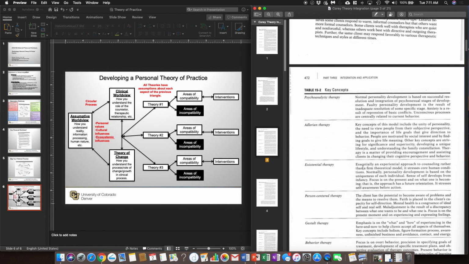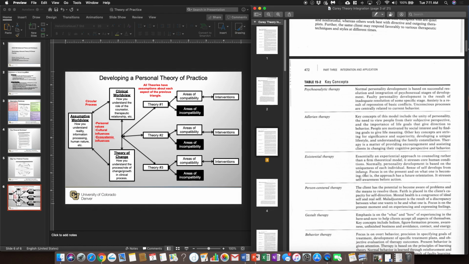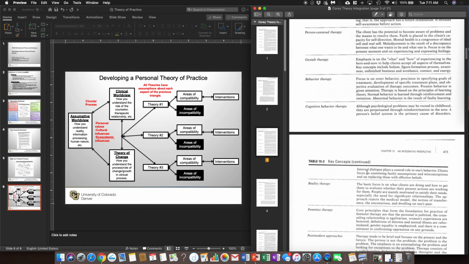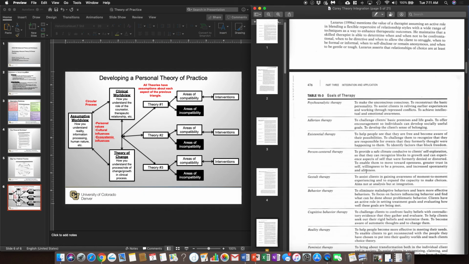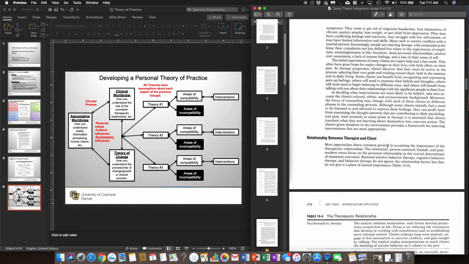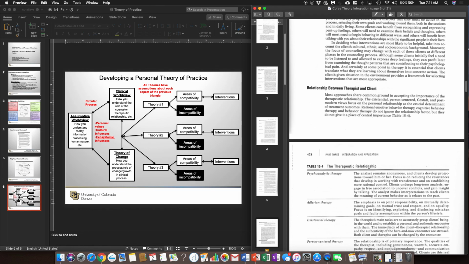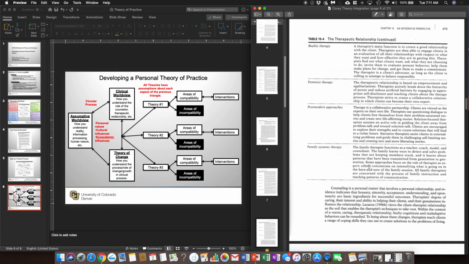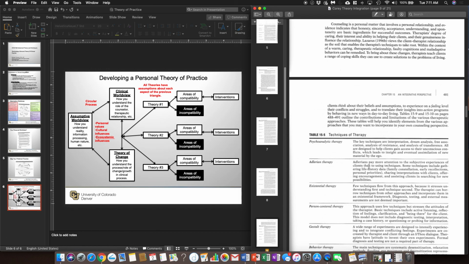Existential core concept: essentially an experiential approach to counseling rather than a firm theoretical model, it stresses core human conditions. So look at that model and go through, what are the basic philosophies, what are the key concepts? Then he goes into, what are the goals? And are those goals consistent with what you believe the goals of therapy are? They should be. What's the therapeutic relationship? That question about the use of self. What are the techniques? What are the interventions?